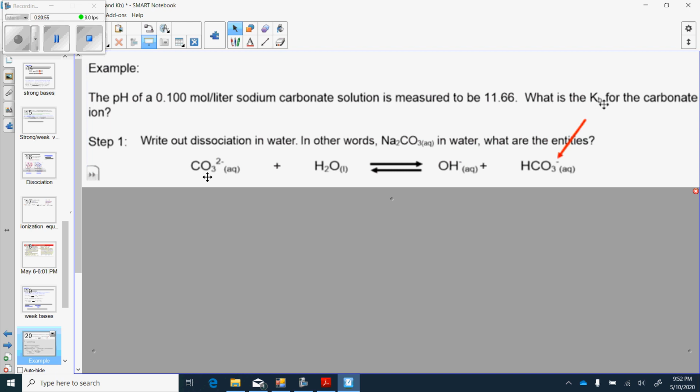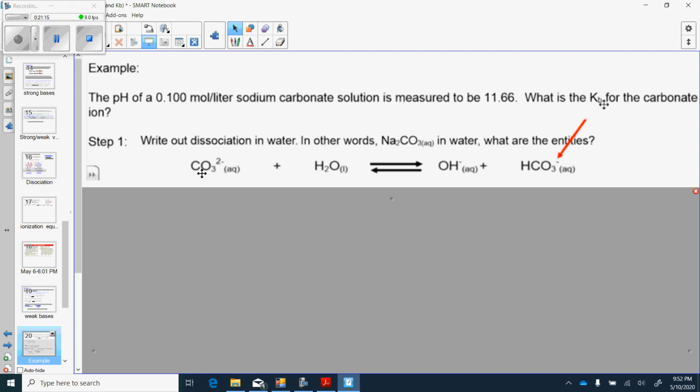So here's the weak base. Take note, there's 2 sodiums linking up with it. Sodium's plus 1, so when it's on its own, it's an ion. It has a charge. So carbonate, 2 negative, aqueous. Water, you can think of HOH if you want. HOH, we've got to get rid of an H.